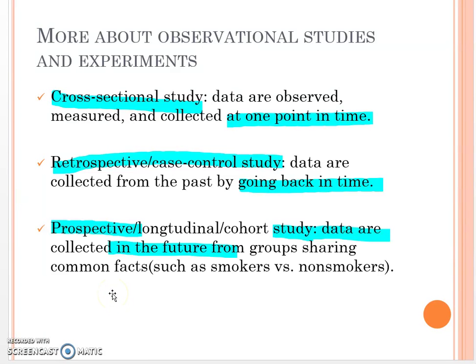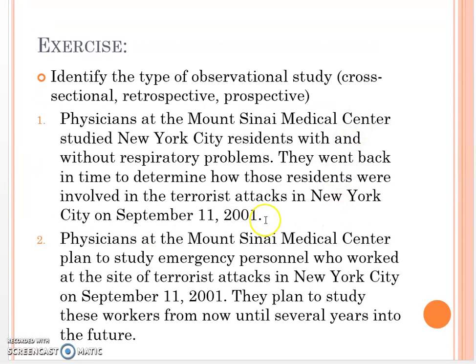So, okay guys, we are going to do a quick review of the observational studies. Based on when it's done, we can classify that into cross-sectional, retrospective, and in the future, prospective study. We have some exercise here. I'll give you 30 seconds to try to read it through and see what type of observational study this is.